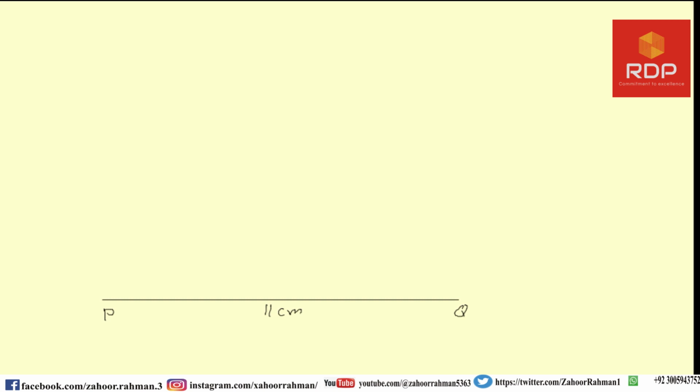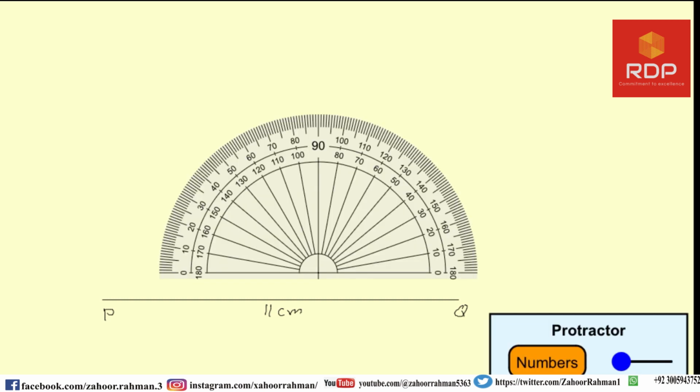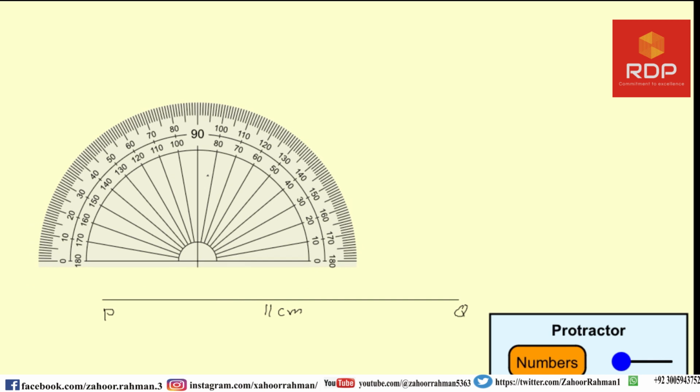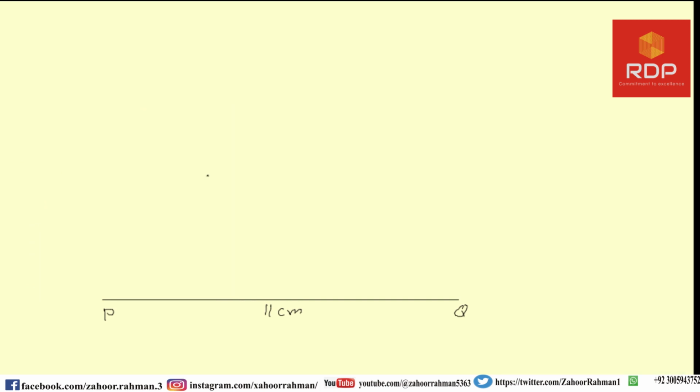My next job is to draw at P an angle of 50 degree, which will be somewhere here. And let me remove this and connect and extend this line as much as you can, and label it as 50 degree.